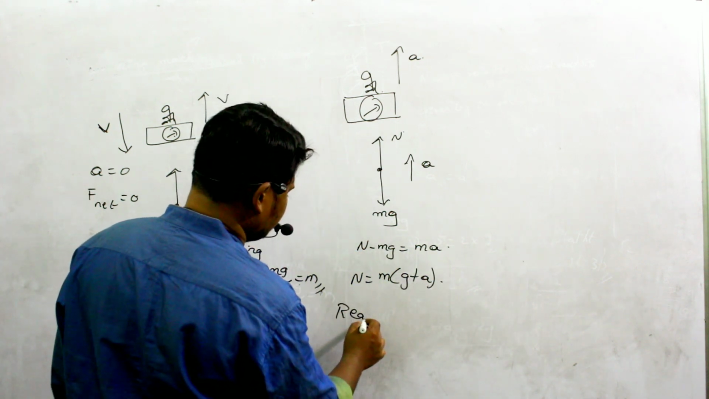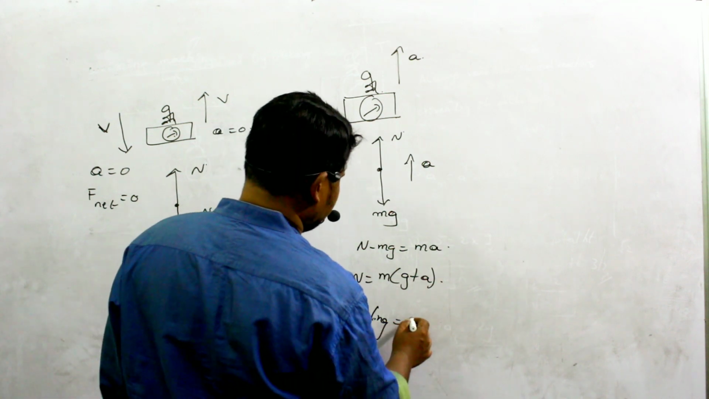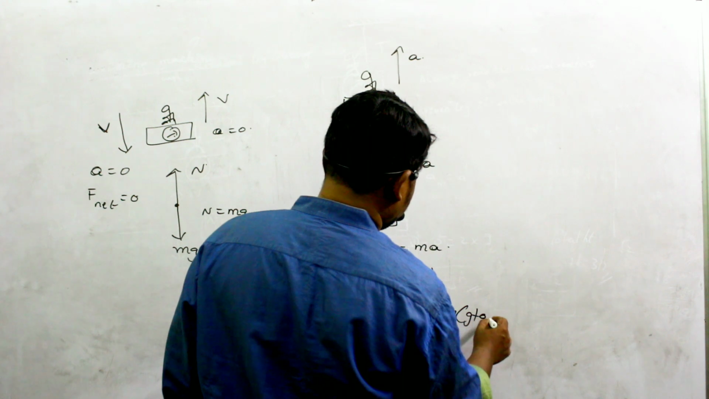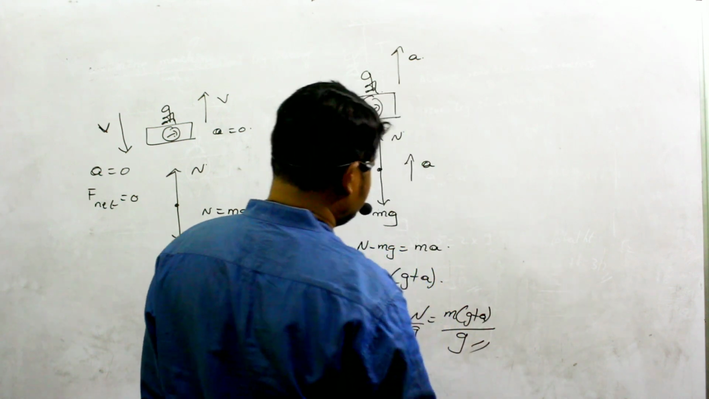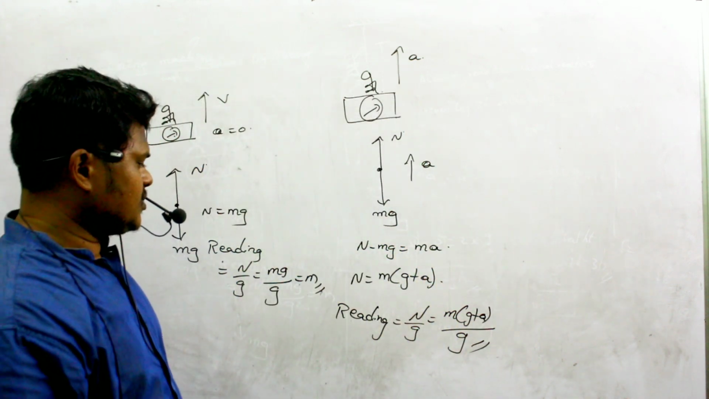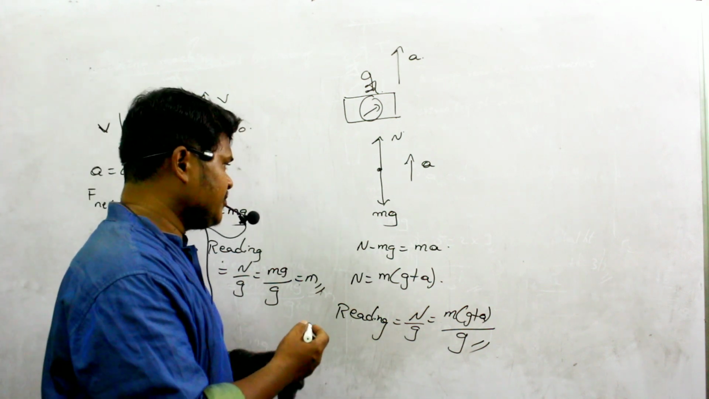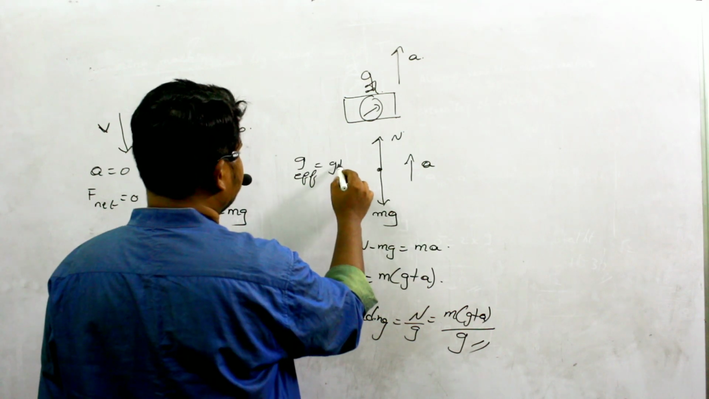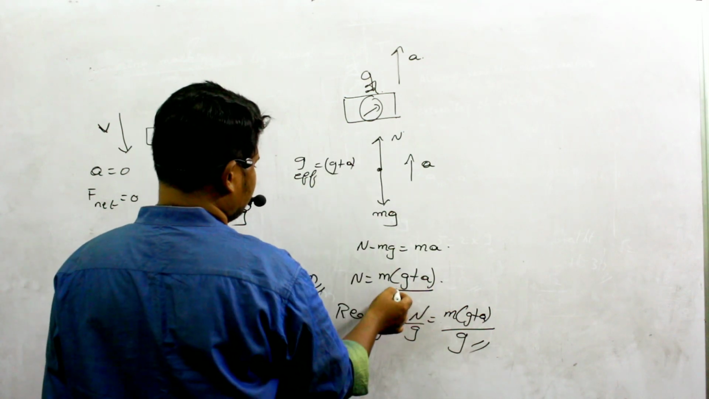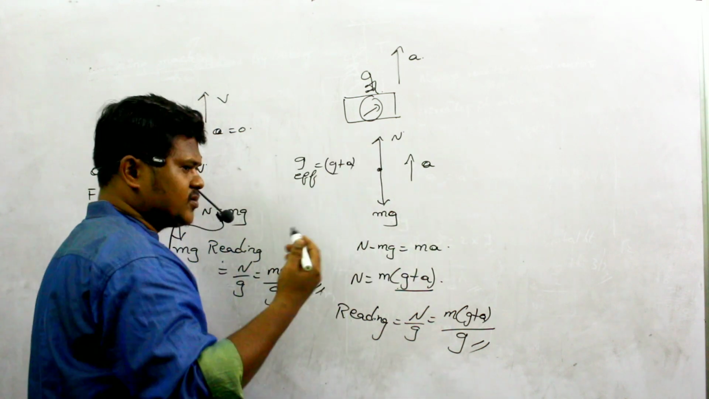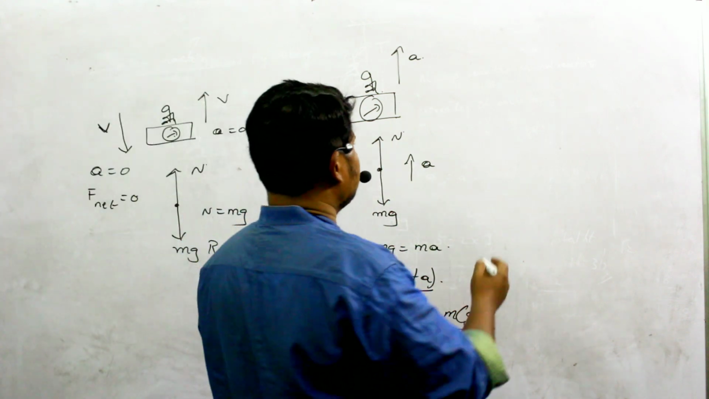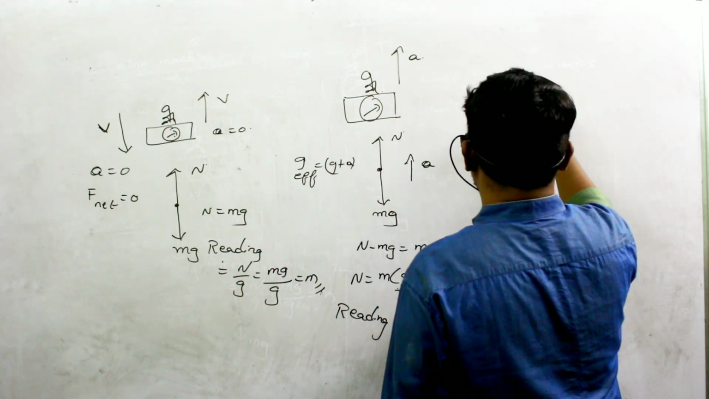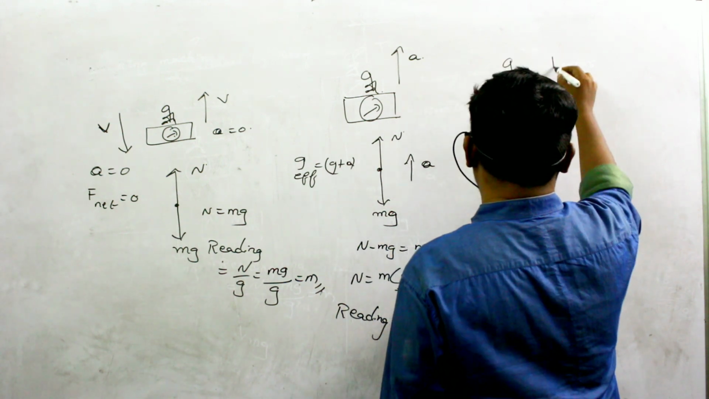So therefore reading of the weighing machine will become N by g. So that is m into (g plus a) divided by g. So this will be the reading of the weighing machine. So in this condition, g effective acceleration has become g plus a. So definitely the weighing machine will show a greater reading. Clear?